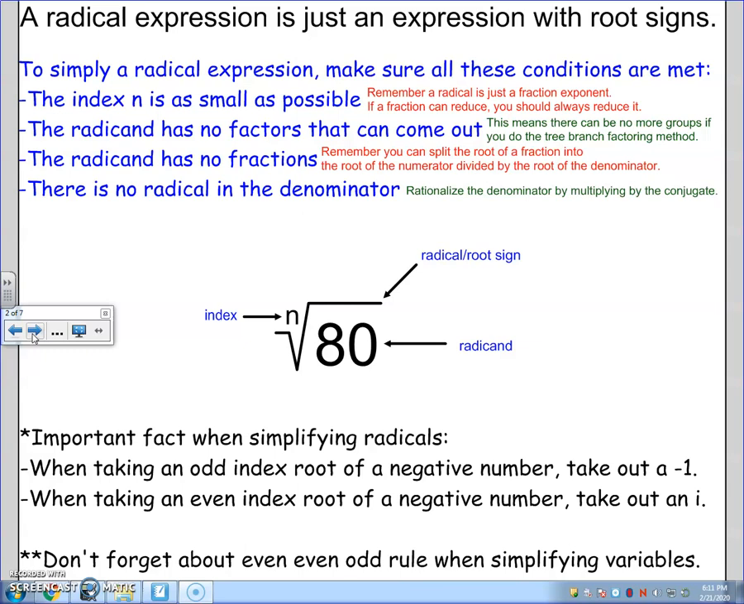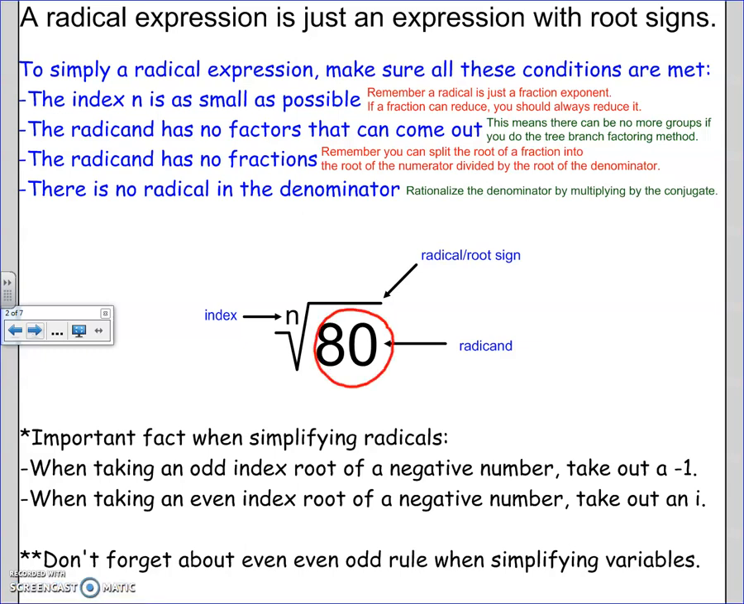The first one is the index n is as small as possible. So remember that a radical is just a fraction exponent, and if you can reduce a fraction, you should always do that. Second, the radicand has no factors that can come out. This means that there can be no more groups if you do the tree branch factoring method. The radicand is the number inside the root sign, so this 80 would be the radicand in this problem.